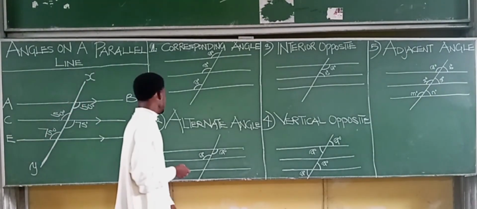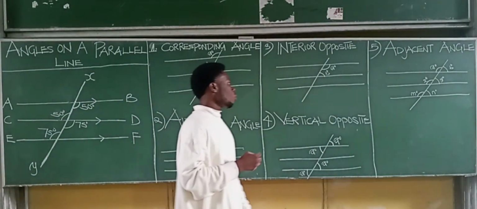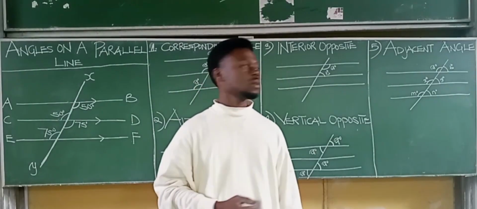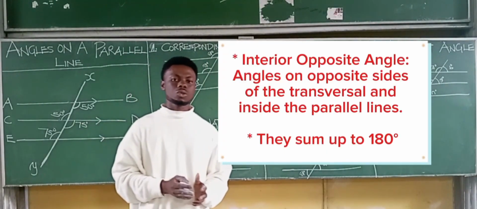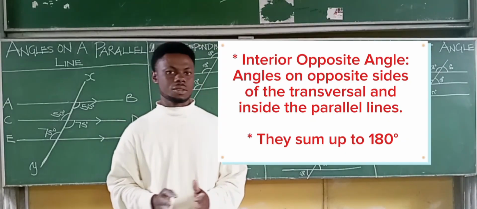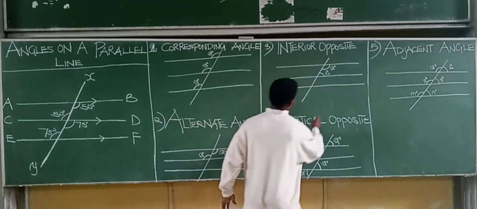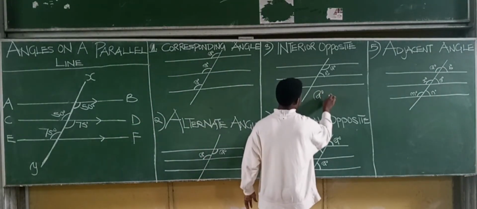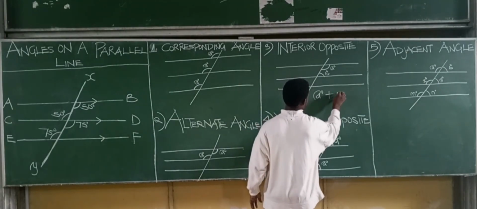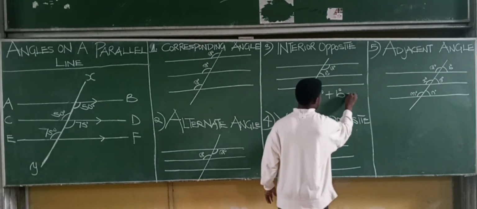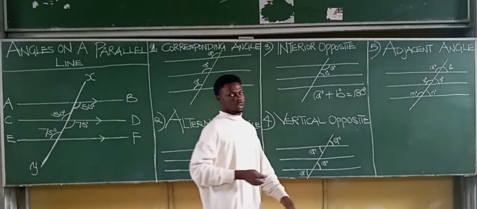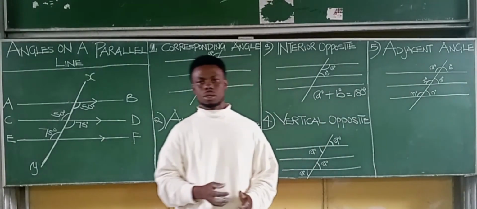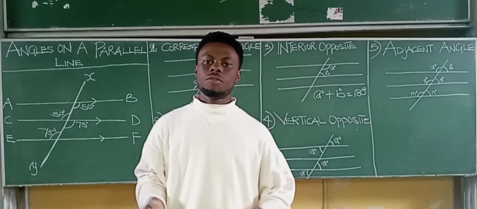Number 3, interior opposite angles. Interior opposite angles sum up to 180 degrees. Example, A degrees plus B degrees gives 180 degrees. Interior angles sum up to 180 degrees. Therefore, they are supplementary.